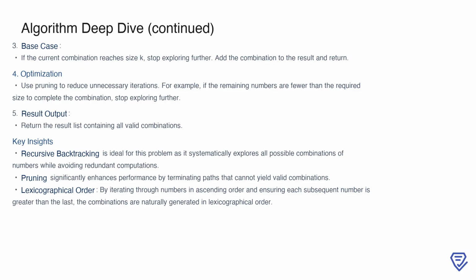Additionally, pruning significantly speeds up the process by eliminating invalid paths early. Another advantage of this approach is that the combinations are generated in lexicographical order due to the ascending order of number iteration and the rule that each subsequent number in a combination must be greater than the last. This ensures the output is naturally sorted.